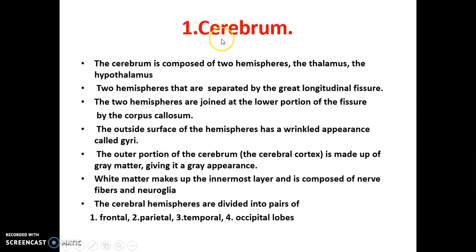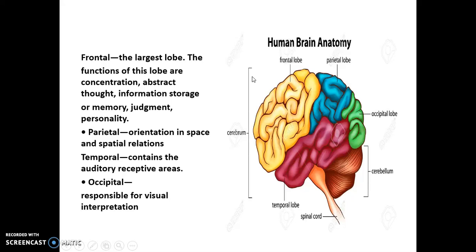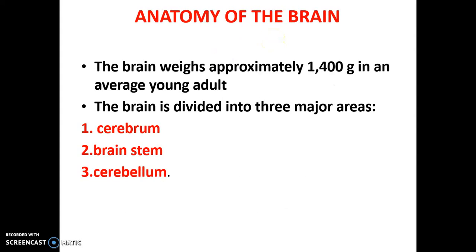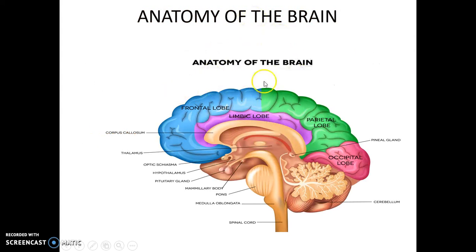Let's see the first part, the cerebrum. The cerebrum is composed of two hemispheres, the thalamus and hypothalamus. In this picture you can see only one hemisphere. This is one side of the brain. The other side is there, so there are right and left hemispheres. If you see both sides, then you can understand there are two hemispheres.